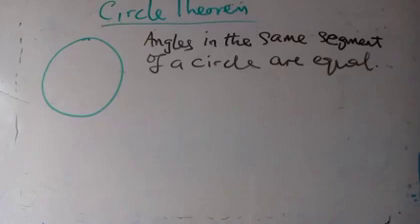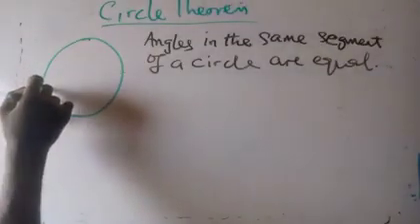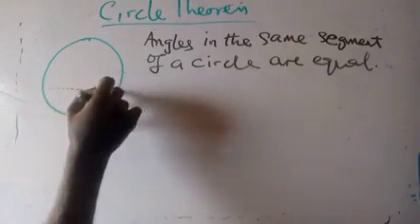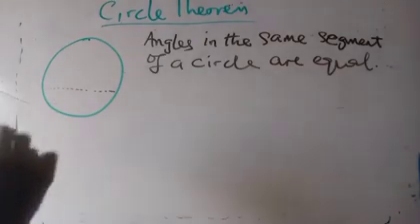Today we want to look under circle theorem. We want to look at this theorem that says angles in the same segment of a circle are equal. Angles in the same segment of a circle are equal. Now, let's divide this circle. Look at it. This is an invisible chord. In fact, in circle theorem, chords play a very significant role even when they are not drawn in a circle.